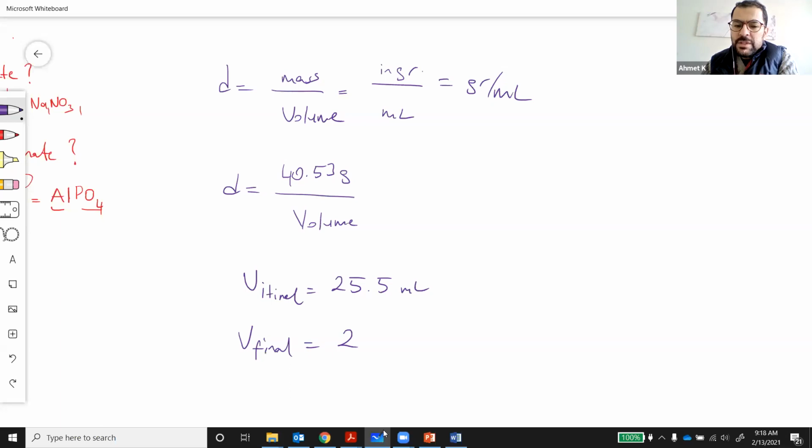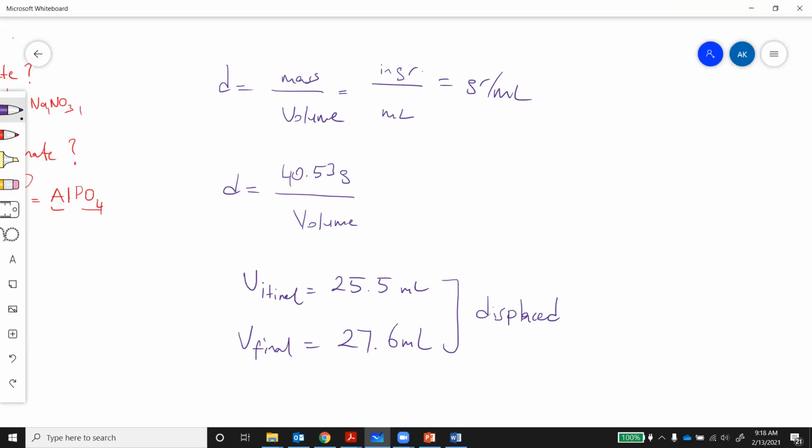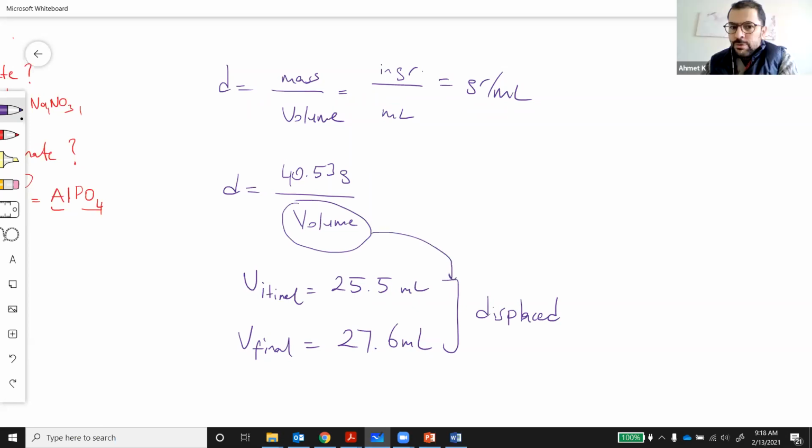What was the volume again? 27.6. Okay, see, this is how much you displaced. What is this volume telling you, 2.1 milliliters, right? Where is this volume coming from? Because when you add in the gold, the volume goes up. This is the volume of the metal, right? Makes sense? You understand what I'm saying?